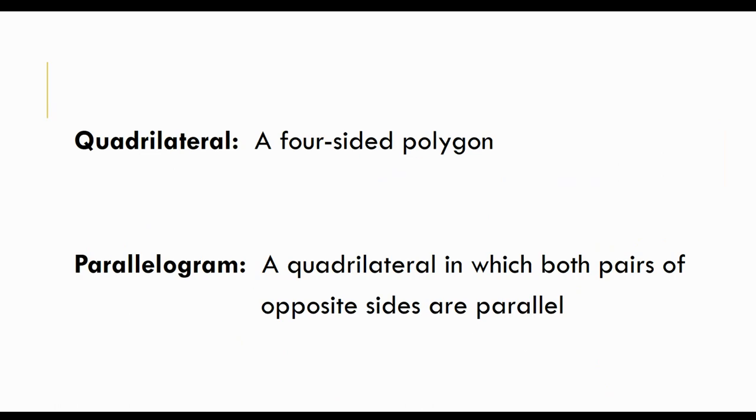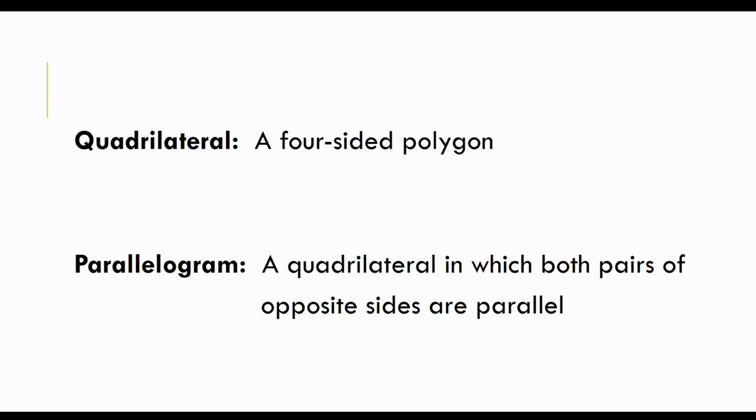All right, so now let's talk about quadrilaterals. A quadrilateral is a 4-sided polygon. There are actually quite a few 4-sided polygons, so the one that we're going to be focusing on today is a parallelogram. A parallelogram is a quadrilateral in which both pairs of opposite sides are parallel.